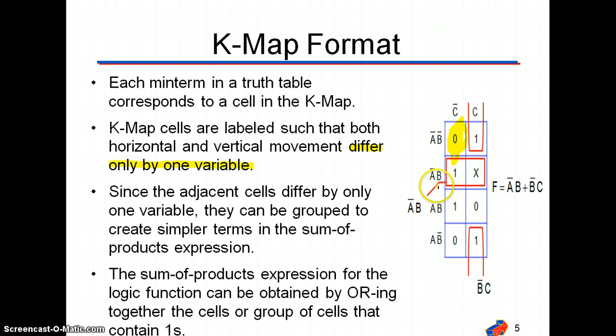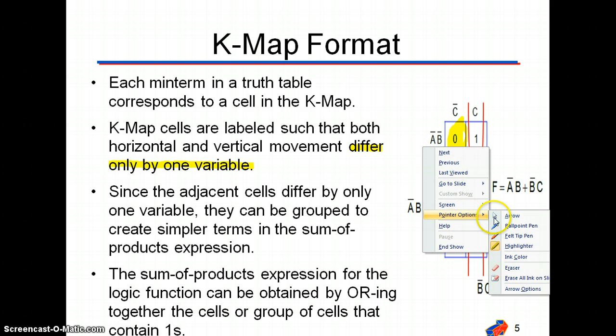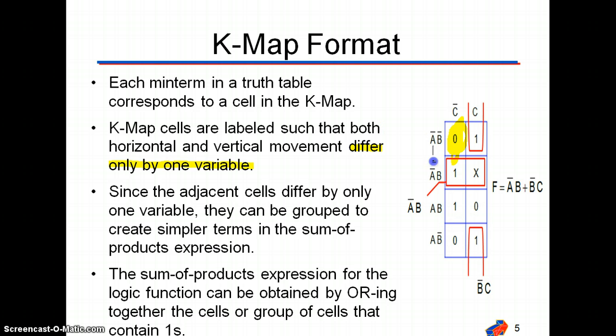This is what we saw in the last slide. In this case, C, this A bar is kept common, this B bar becomes B, here A bar becomes A, here B becomes B bar. So this is what it's saying, it differs by just one variable. Since the adjacent cells differ by only one variable, they can be grouped to create simpler terms in SOP expression. So as they are differing by just one variable, they can be grouped in easier terms for forming SOP expression.